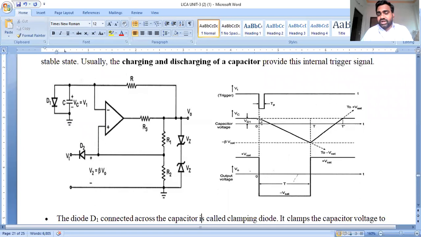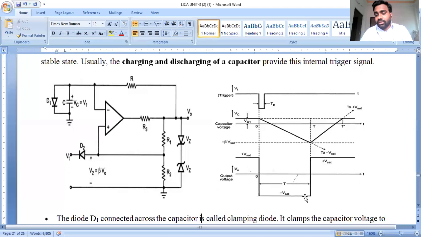After the application of the negative shot, the capacitor starts discharging and reaches the lower threshold value, and the output voltage drifts from positive saturation to negative saturation immediately after the application of the negative shot. The capacitor keeps discharging, and whenever it comes in contact with the lower threshold voltage, what will happen?